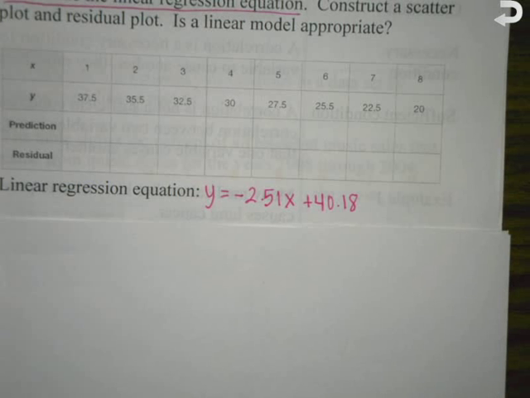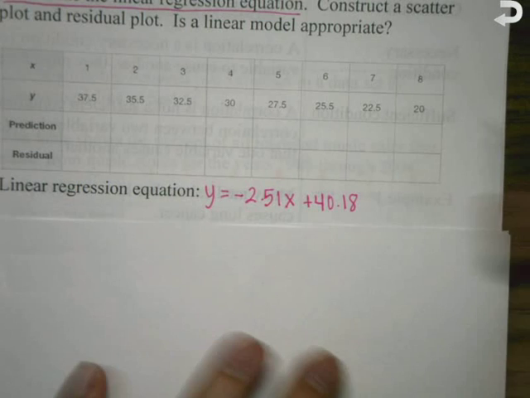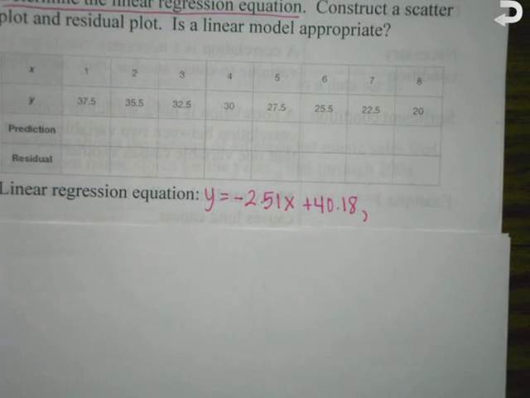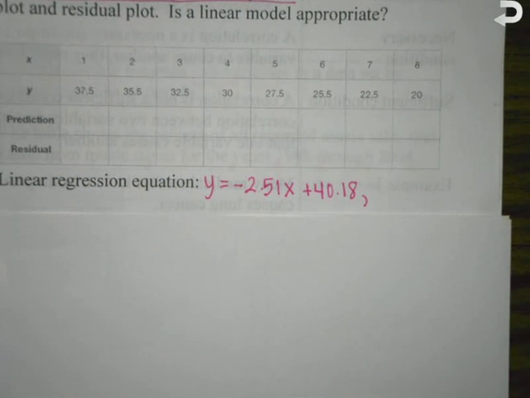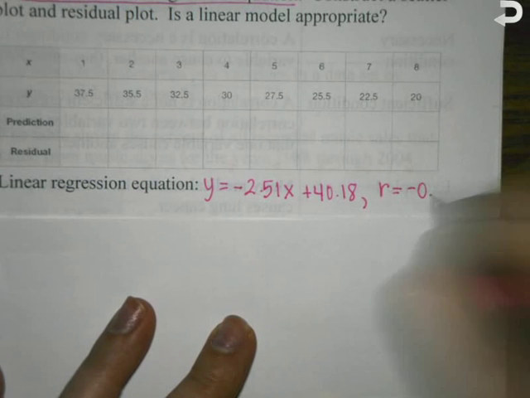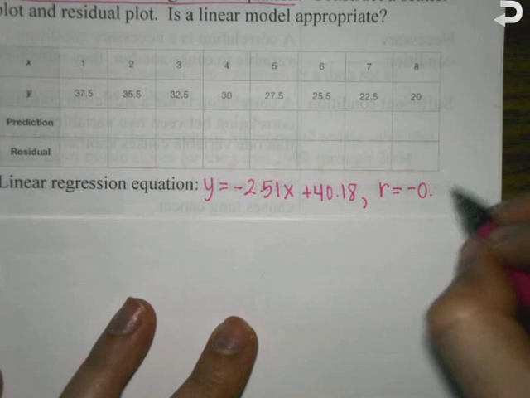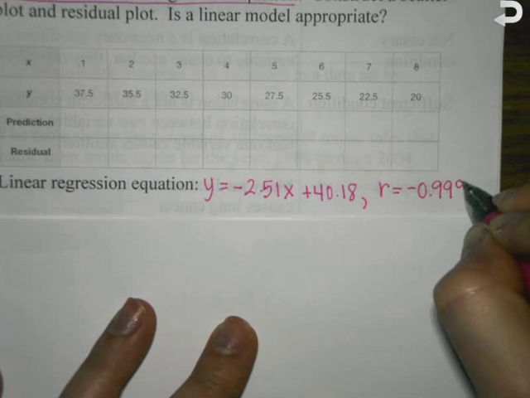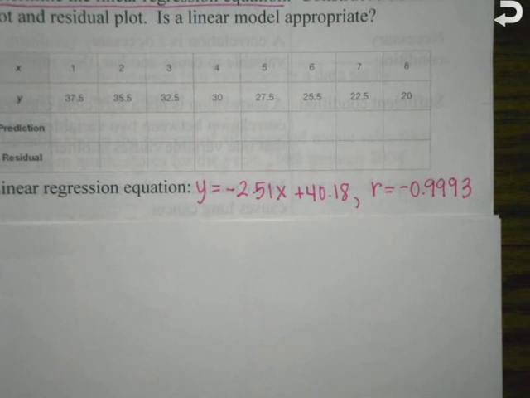Fabulous. Like I said, on the homework, I will give you the A and B values because it's going to take you forever to do some of these. Now, put a comma next to it. I'm also going to tell you what R is. R is equal to negative 0.9993. Okay, so there's your R.